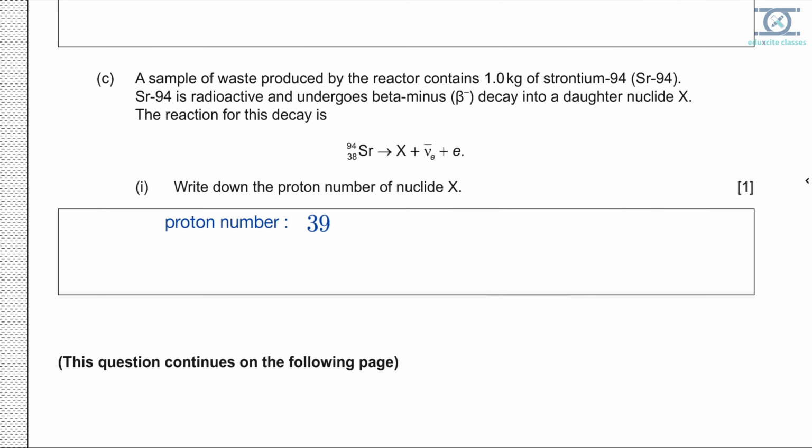Now the C part: a sample of waste produced by the reactor contains 1 kg of strontium-94 and is radioactive and undergoes beta minus decay to form a daughter nucleus X. This is the reaction. Write down the proton number. So we know that if it is going through beta minus, there will be an addition in the atomic number or the proton number, so we will get 39 because it is going beta minus decay.